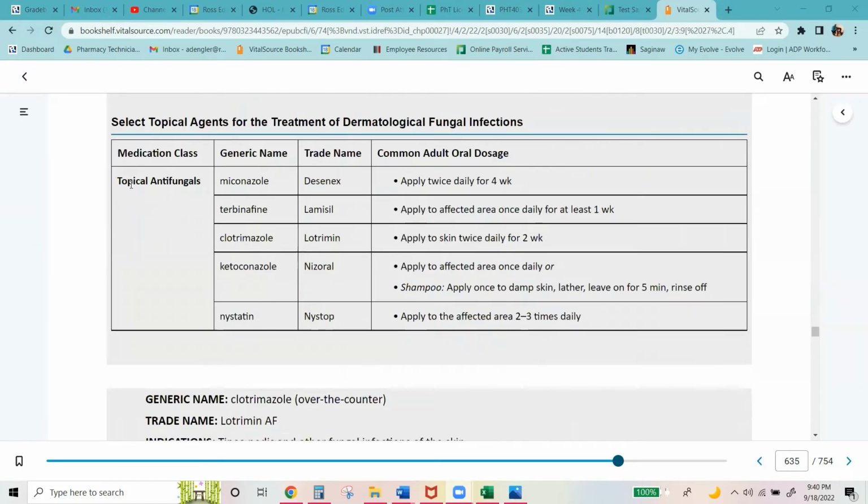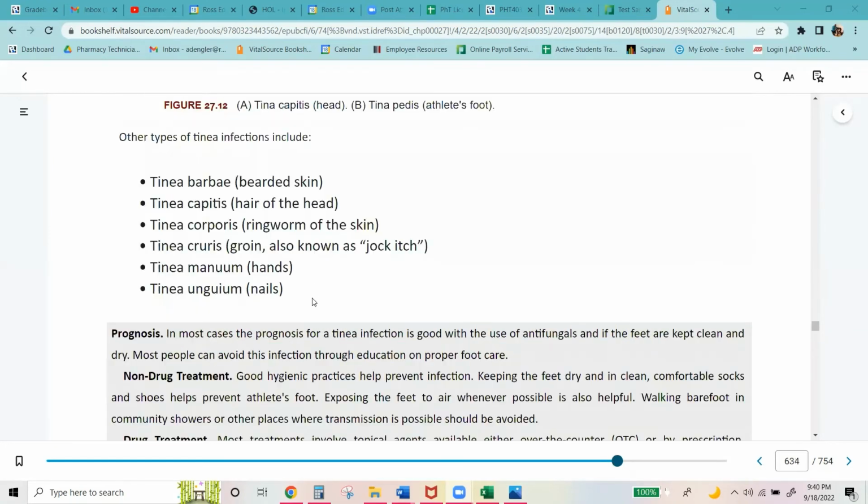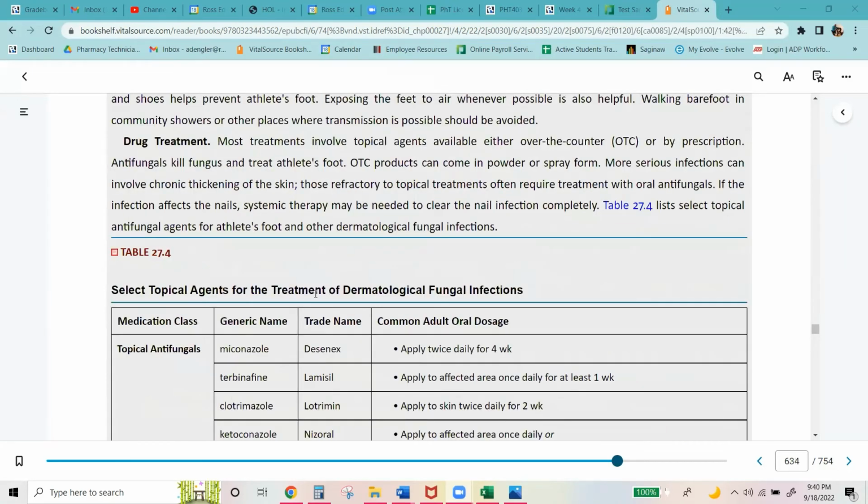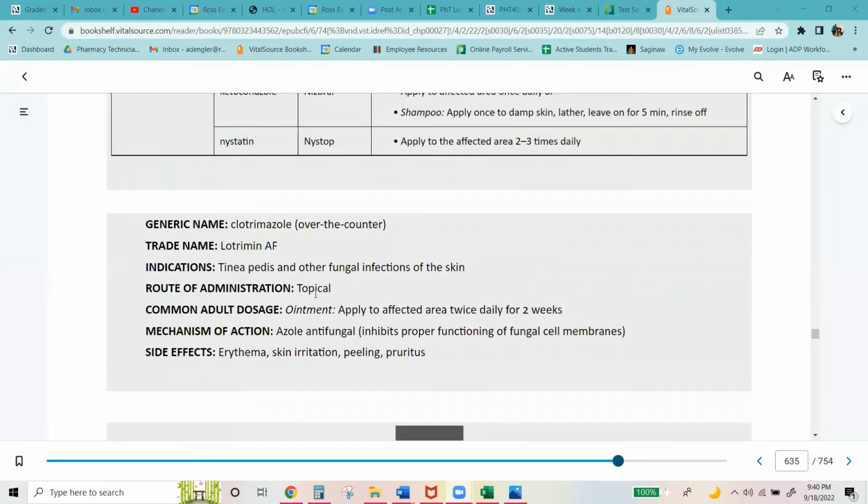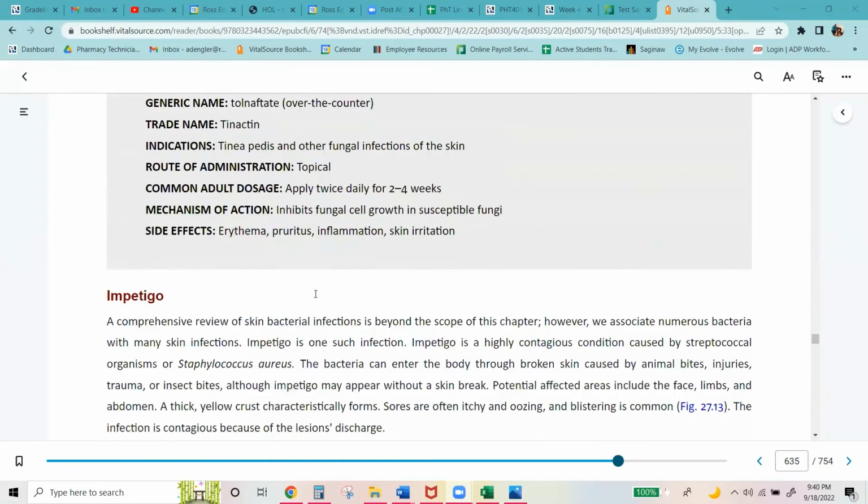So we have topical antifungals. Desenex over the counter, Lamisil over the counter, Lotrimin over the counter, but insurance does sometimes pay for the generic. Nizoral, that is prescription only, and Nizoral is prescription only. The Nizoral has a shampoo, so you can assume that that's given for infections of the head. And here's just some more information on these over-the-counter products.